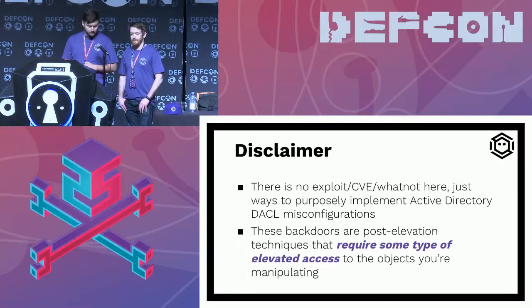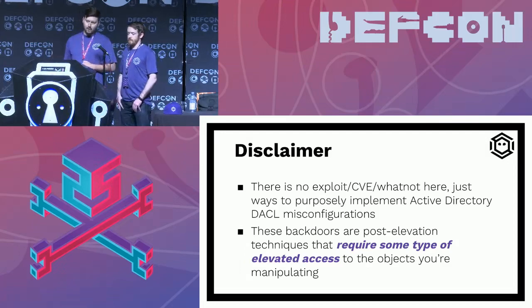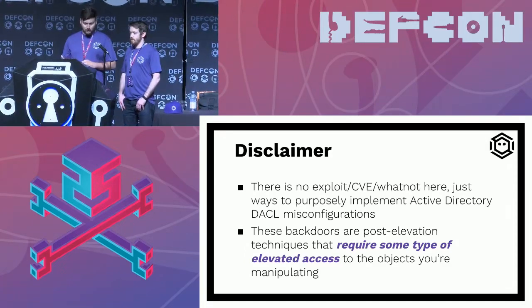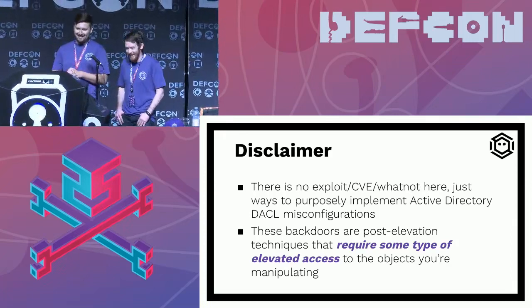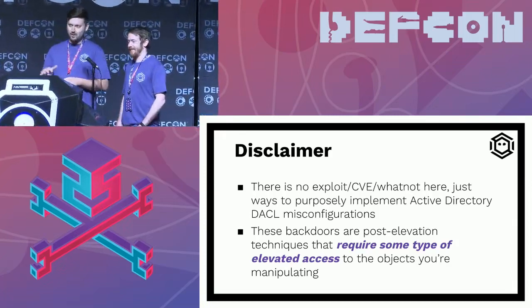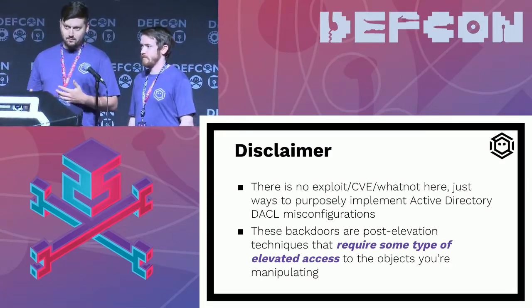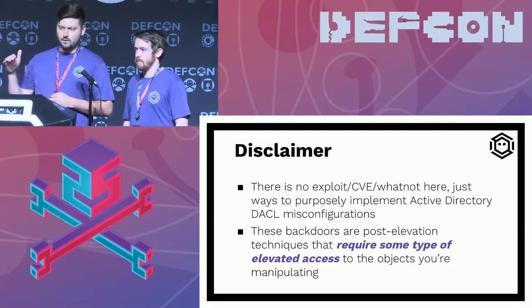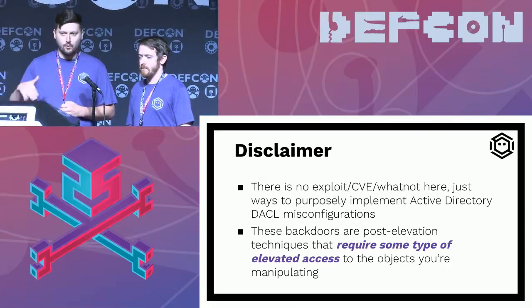So, an important caveat to keep in mind: we're not talking about 0-day, we're not talking about anything worthy of a CVE. Really, what we're talking about is how to abuse the existing Windows security model for malicious purposes. Secondly, we're talking about putting backdoors into an environment. Most of the time, you actually need to be already elevated to do that. So all the stuff that we're putting in, we're already domain admin, and then we're looking at, once we lose that, how do we get that back easily?